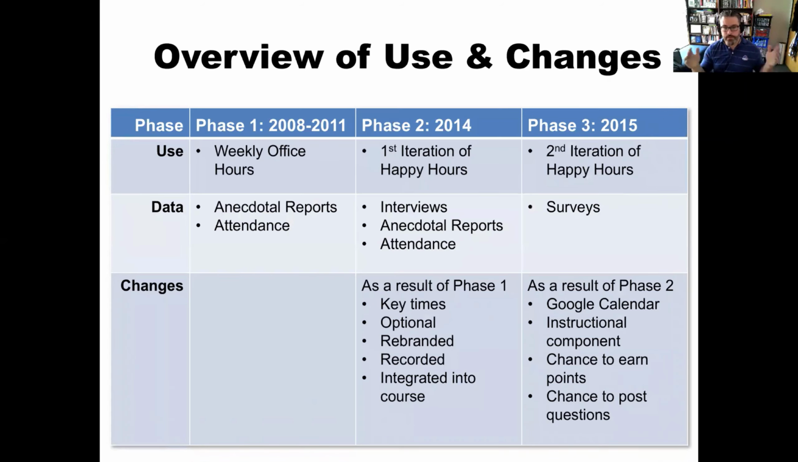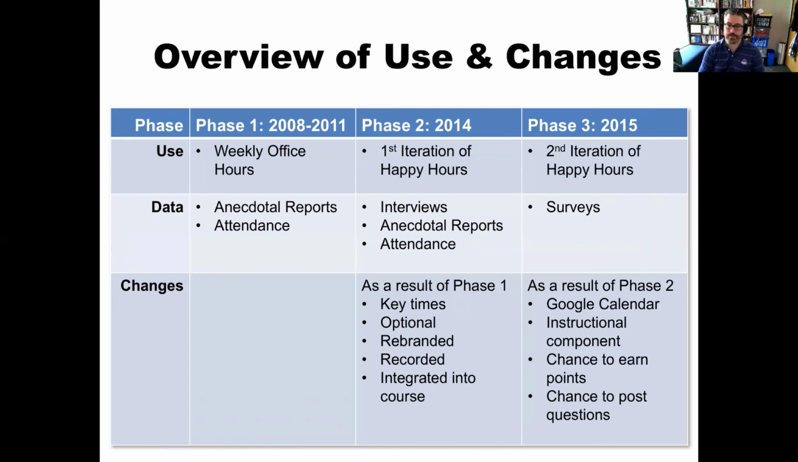So, an overview of use and changes. In 2008 to 2011, I used weekly office hours. It was a nightmare, except for the one or two who really liked it. Overall, it was not a successful use of my time. Phase 2 really thought through the first iteration, collected interviews, did some anecdotal reports, and really just tracked attendance, because that was one key metric to me: are they even showing up? Because that shows me whether they think it's valuable.